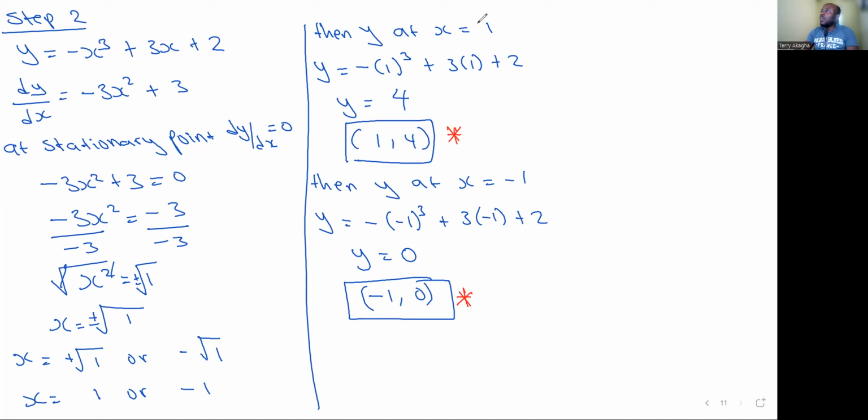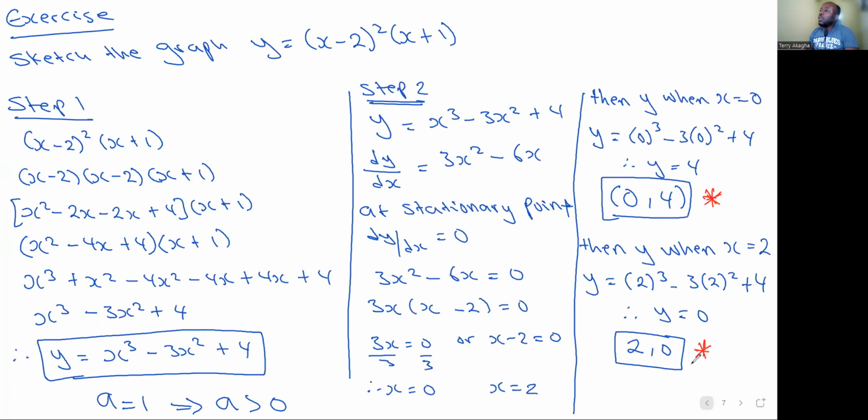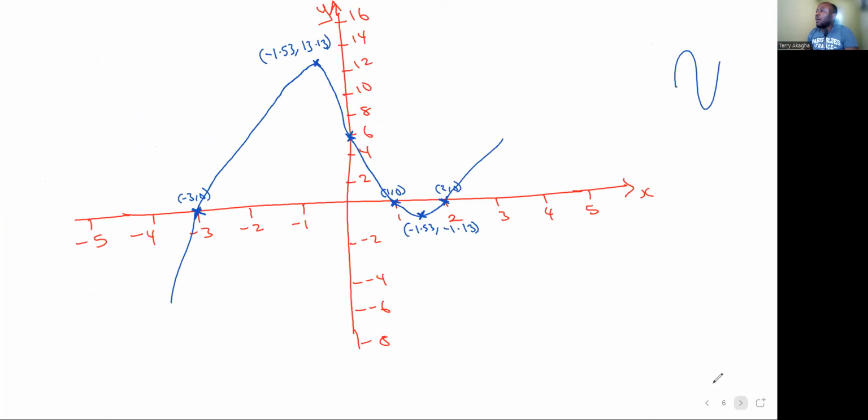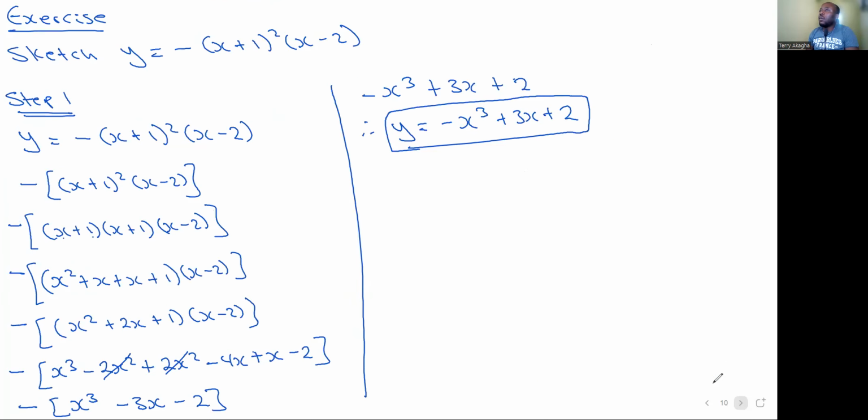So now we go to the next step. We'll go to step 3. So what is step 3? Step 3 is that we have to determine the shape. So we need to find what a is. So let's go back to the function that we have: minus x cubed plus 3x plus 2. That means a is going to be equal to minus 1. Are you seeing it? So a is equal to minus 1.